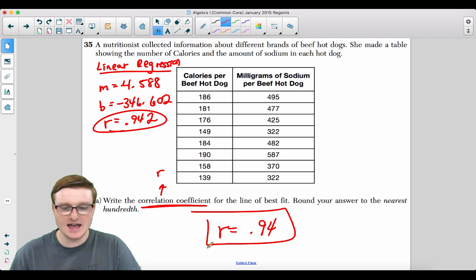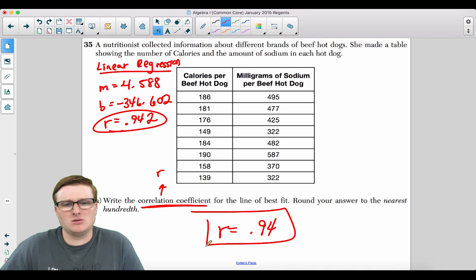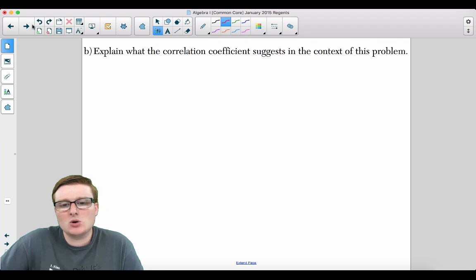Now, do you think that they're going to ask me a follow-up question? Oh, of course they do. Explain what the correlation coefficient suggests in the context of this problem.